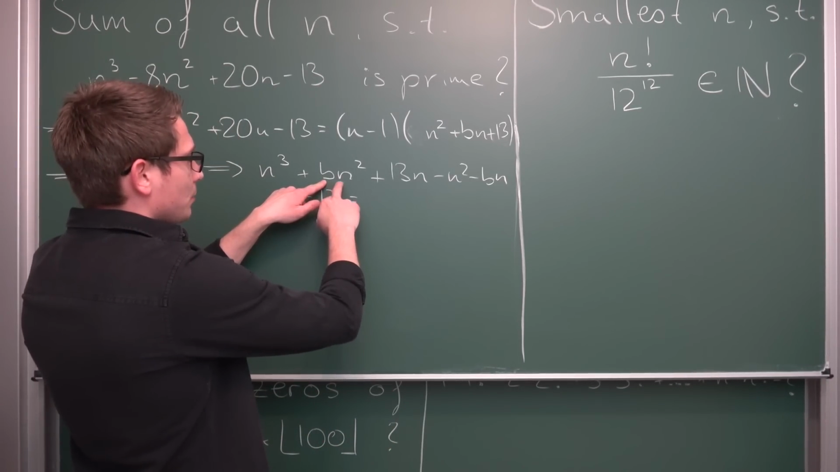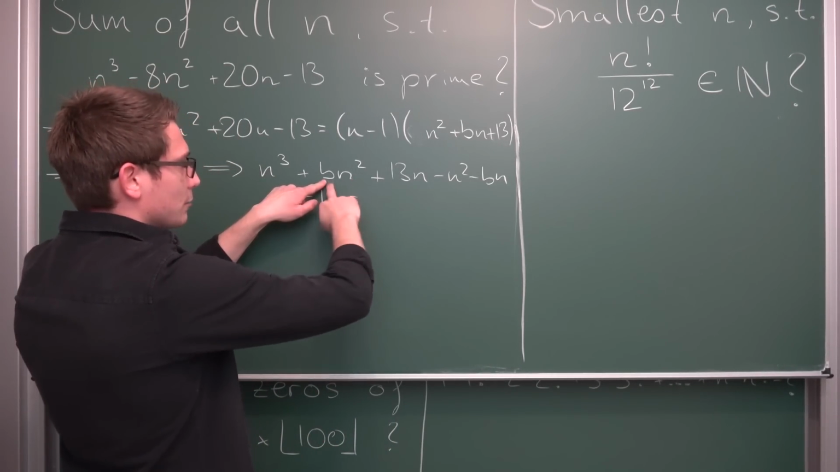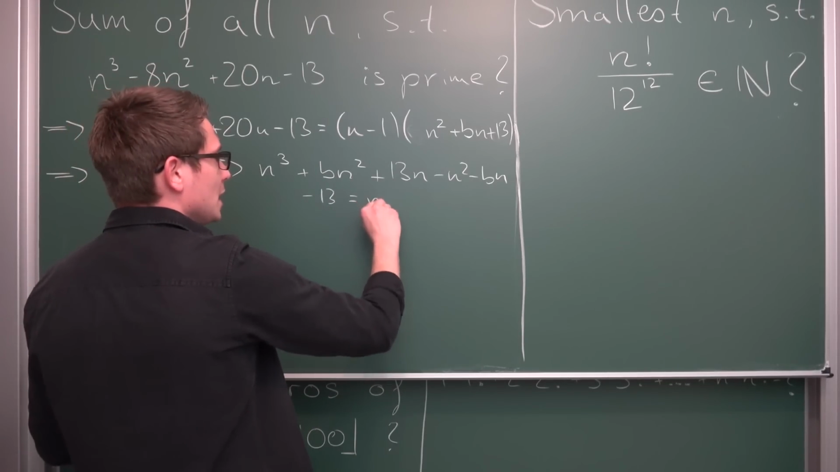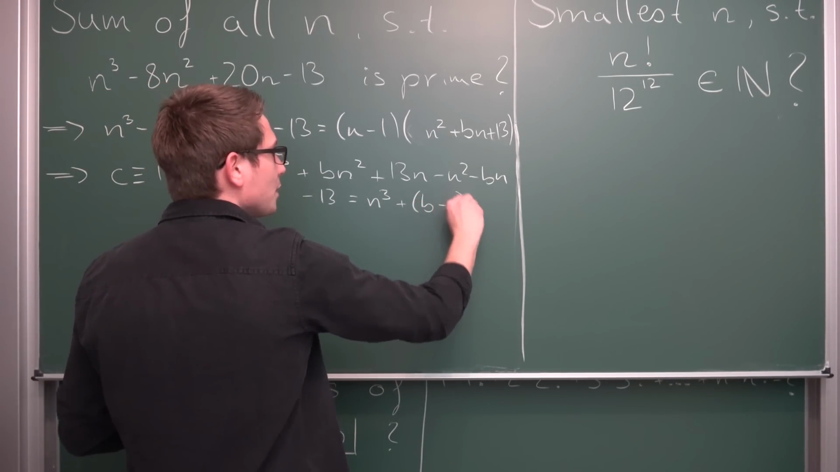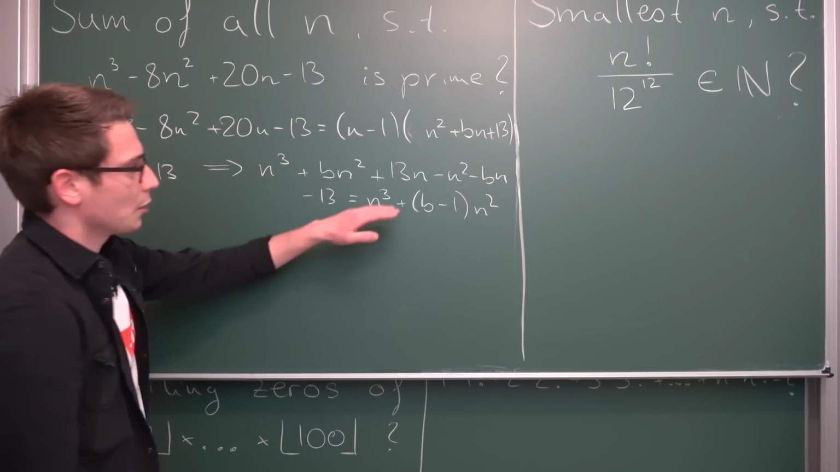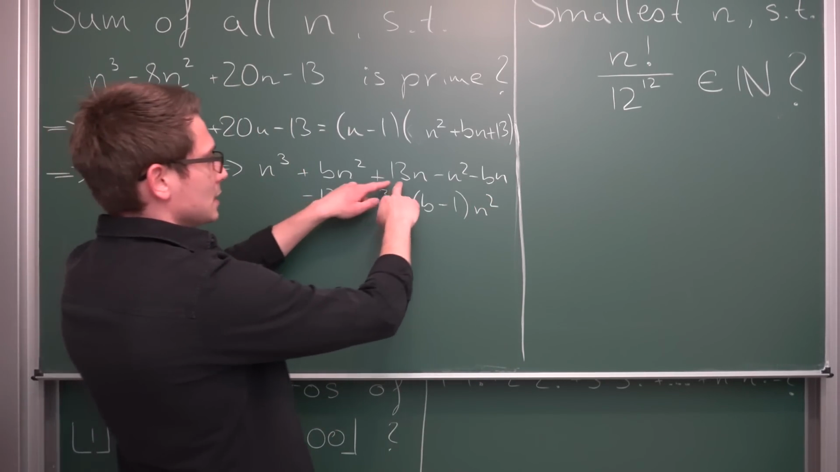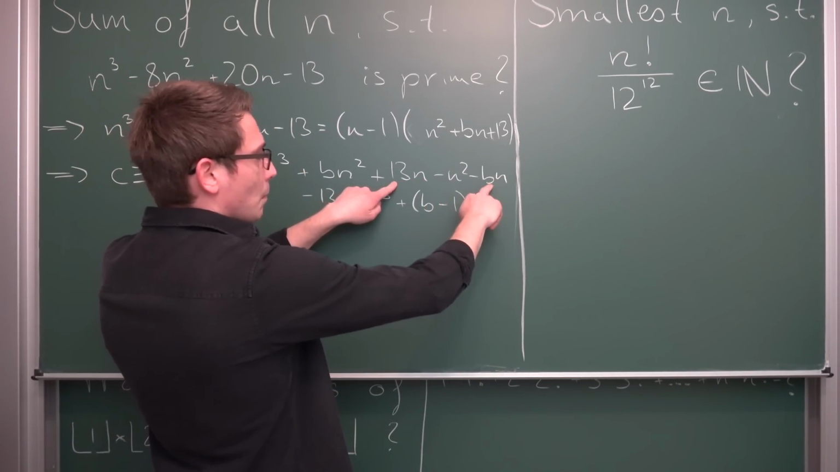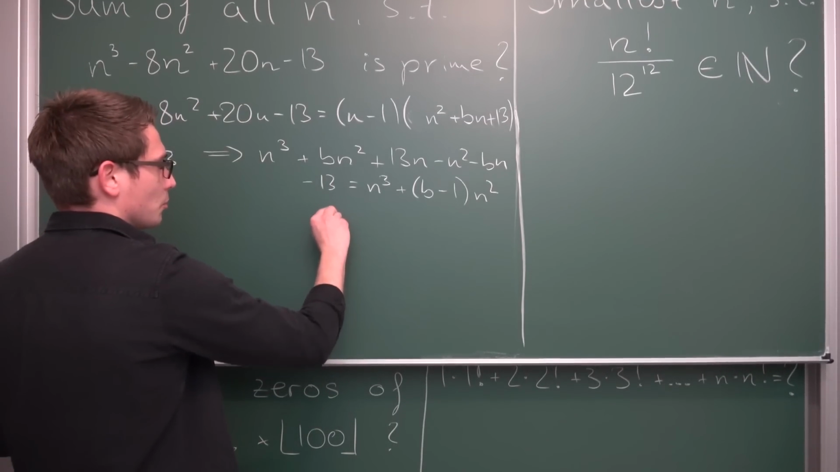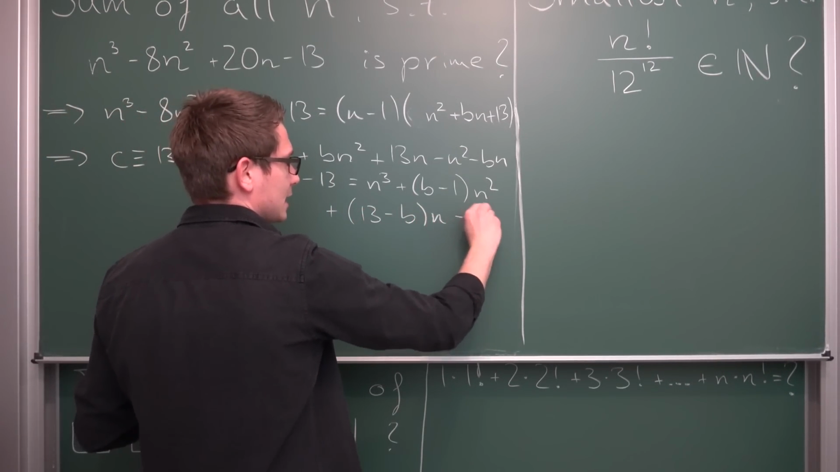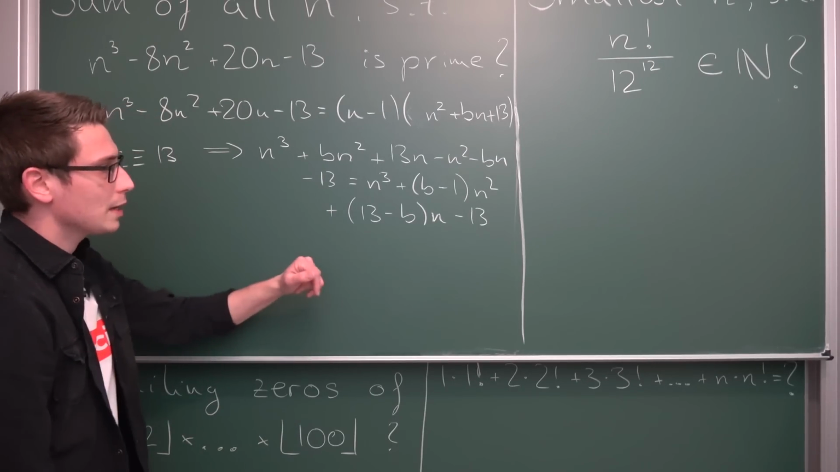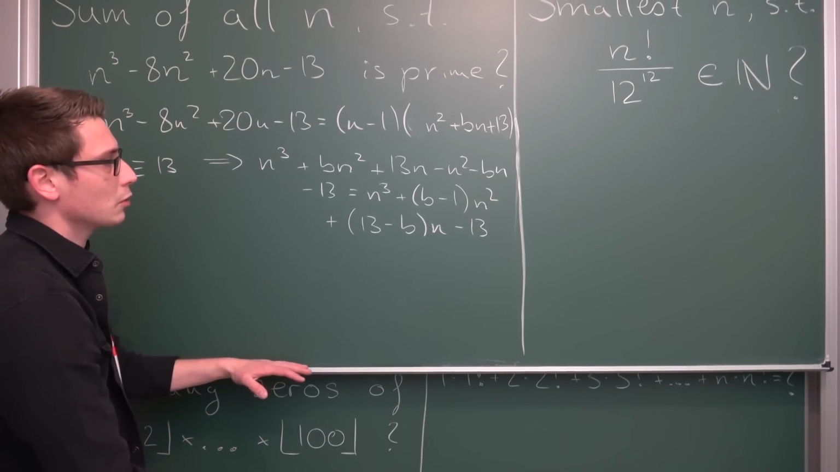Okay, and now we can just start gathering powers of n together equally. So for example, on our n squared, we are going to have b minus 1 if we factor everything out. So this is n to the third power plus b minus 1 times n squared. And also the other ones that we are going to get is 13 minus b times n, so plus 13 minus b times n and then negative 13. And yeah, now we are basically good to go because we can now compare coefficients.